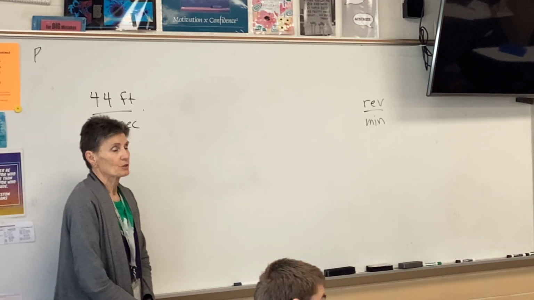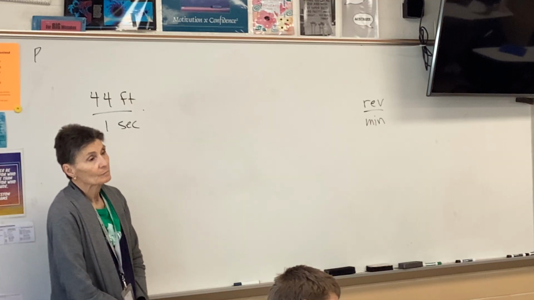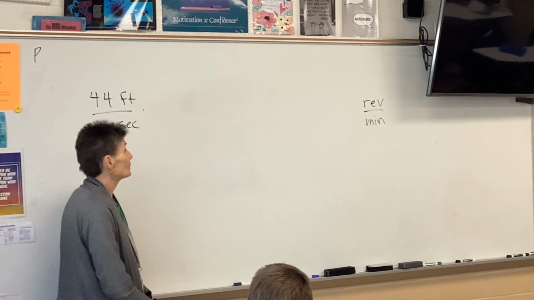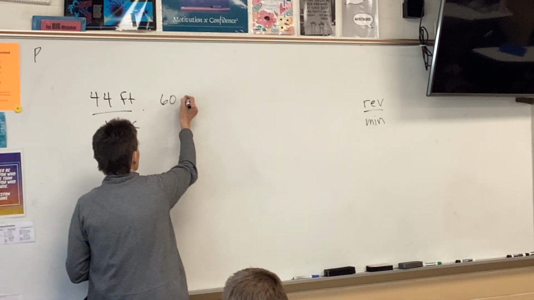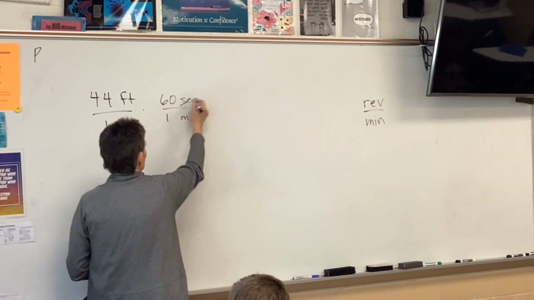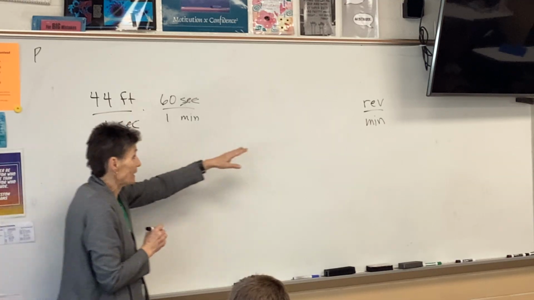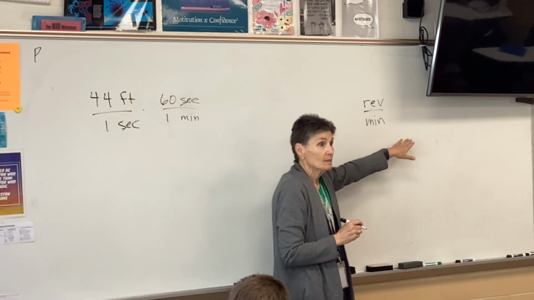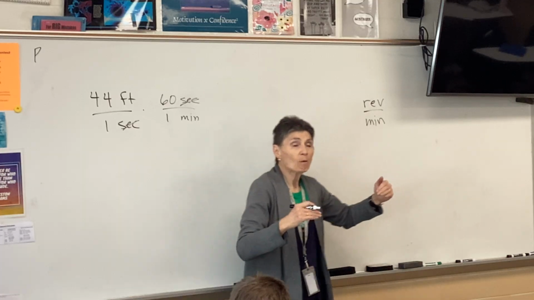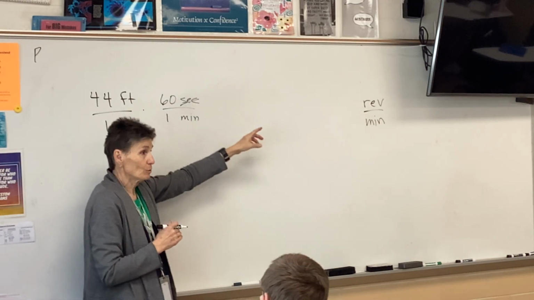Jimmy, what did you do first? The first thing we did was multiply it by 60 seconds in a minute. So you said 60 seconds, 1 minute. Yep. So now he has feet per minute and he wants minutes, right? So we're good. Now we gotta get from feet to revolutions.